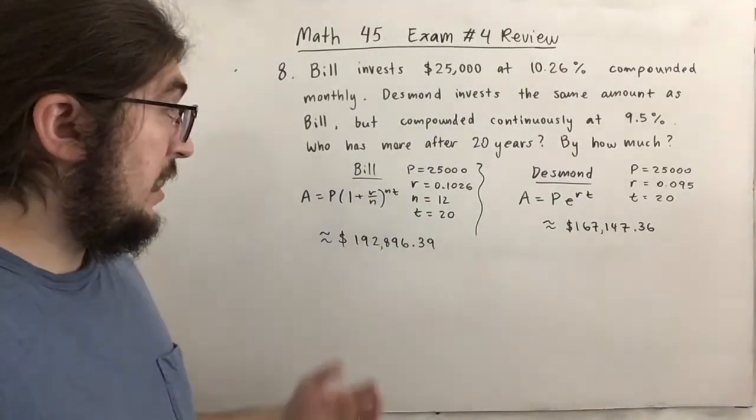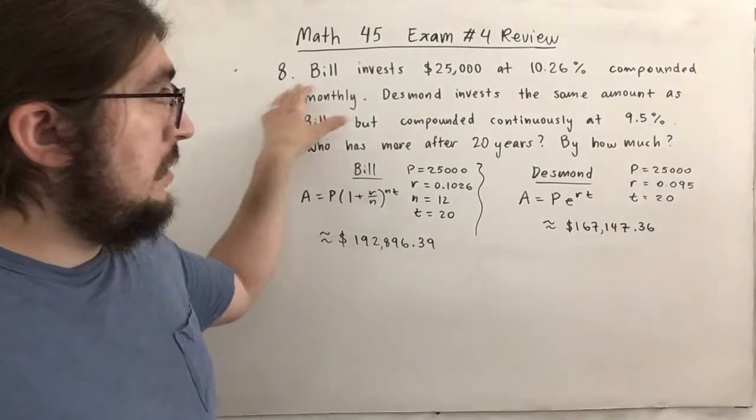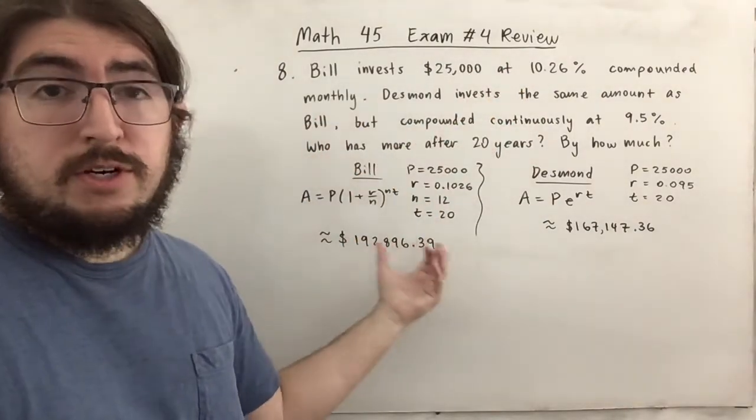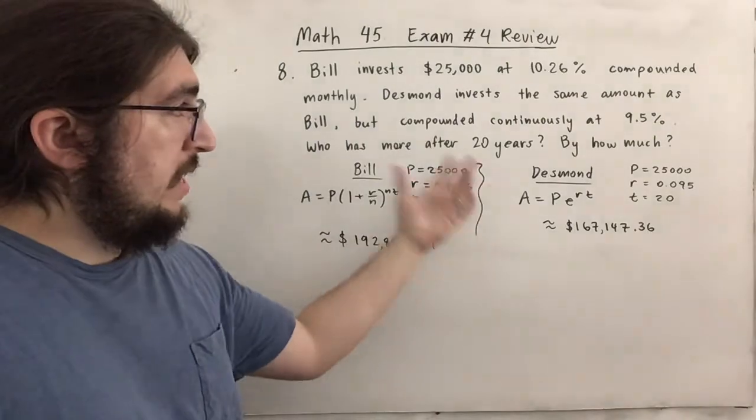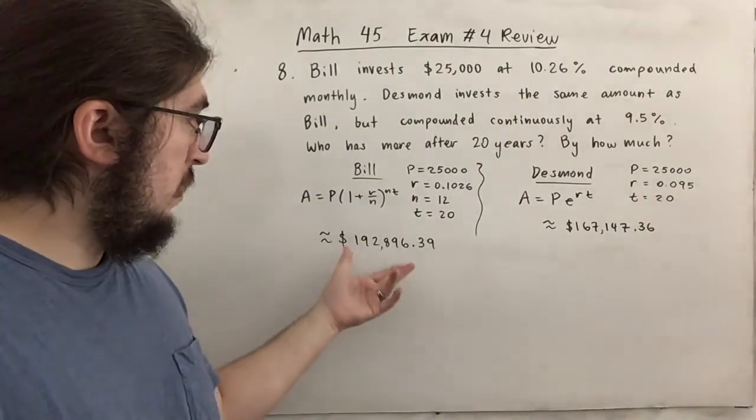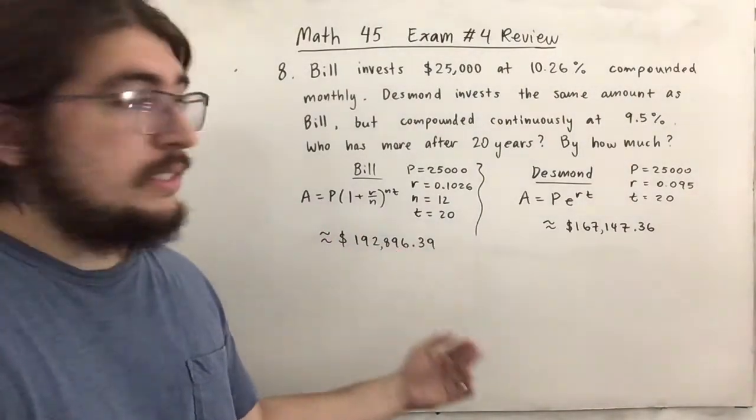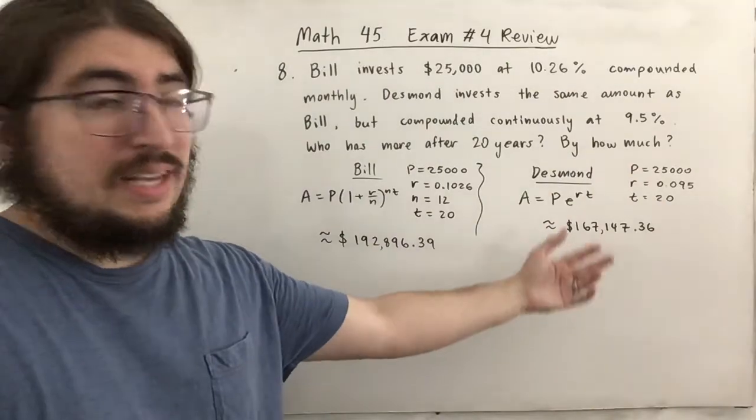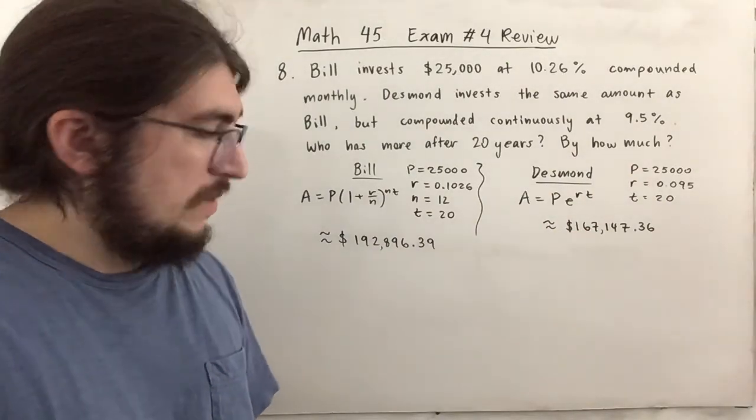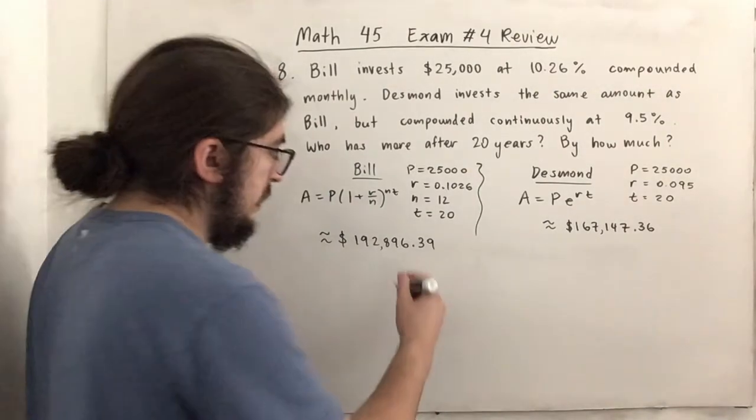Okay, here are the values I got, and yeah, like I had the hunch, I was correct. Since Bill had a bigger interest, that actually overtook Desmond's advantage that he was being compounded continuously. So in fact, after 20 years, Bill will have $192,896.39, where Desmond has $167,147.36. And so Bill wins. Bill has more money. So Bill has more.